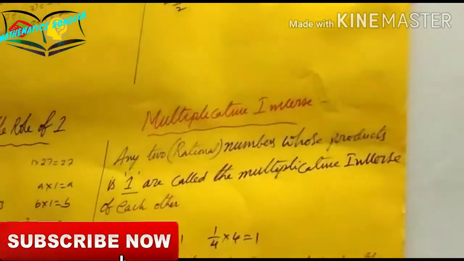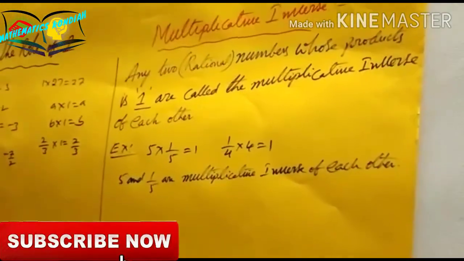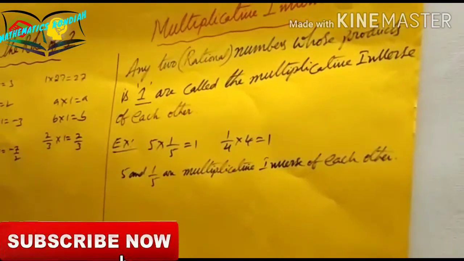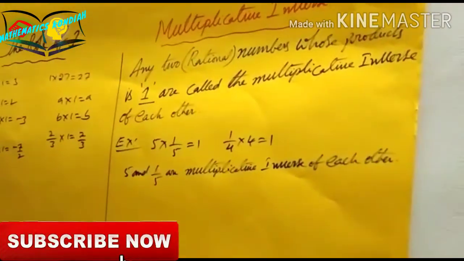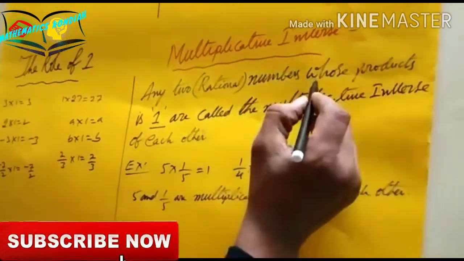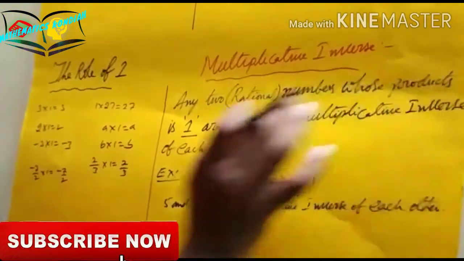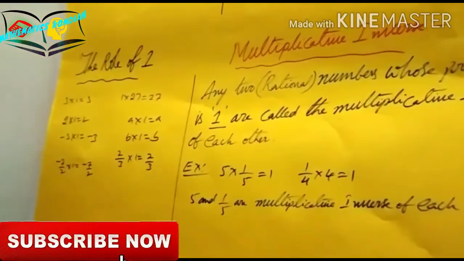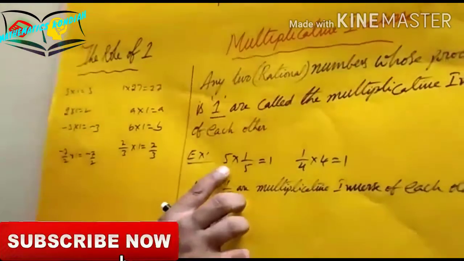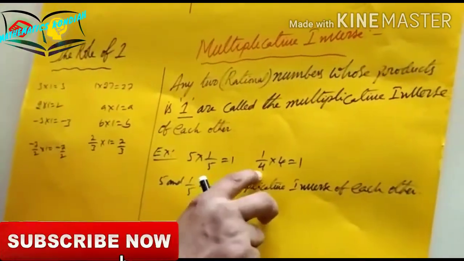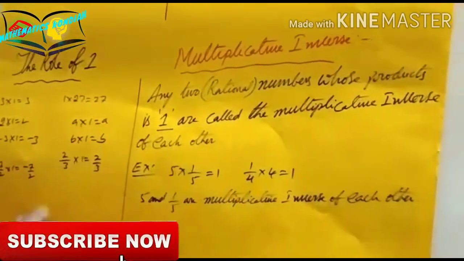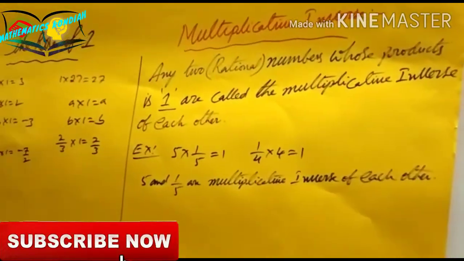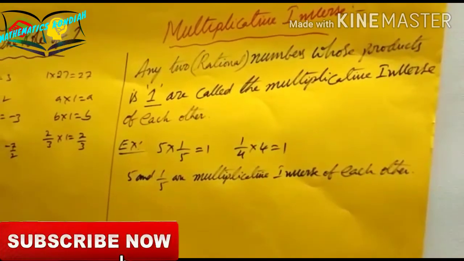Go to multiplicative inverse. What is the meaning of multiplicative inverse? You take any two numbers or any rational numbers whose product is 1; they are called multiplicative inverses of each other. For example, 1 by 4 into 4 is 1. Therefore, 5 and 1 by 5 are multiplicative inverses of each other.